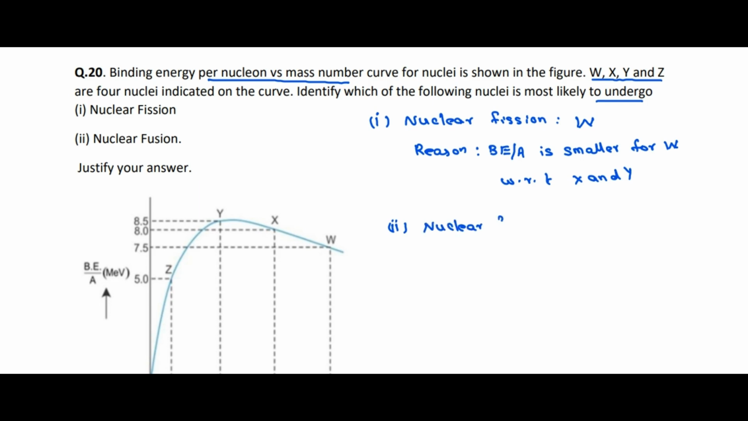Here, the element Z undergoes nuclear fusion. Z is smaller in size, and at the same time, its binding energy per nucleon is smaller for Z with respect to X and Y.